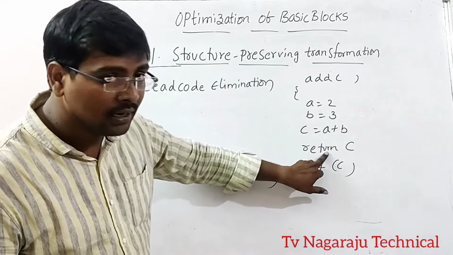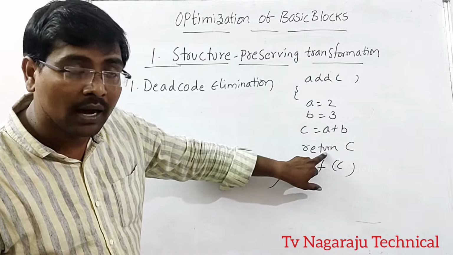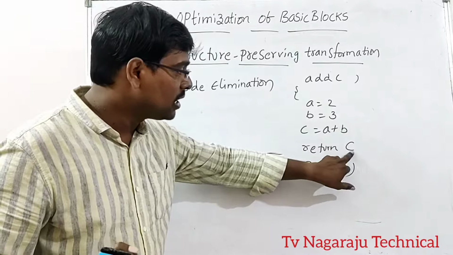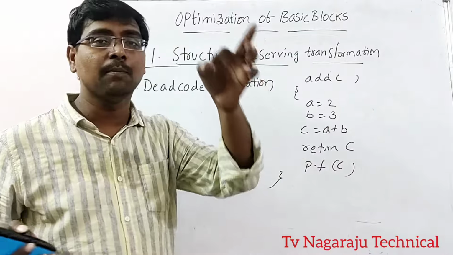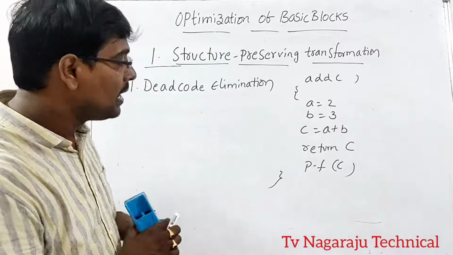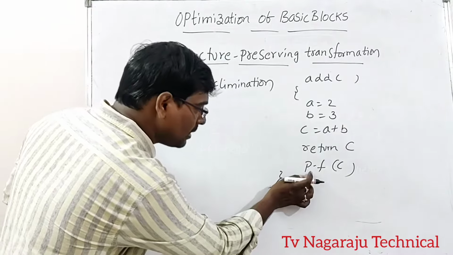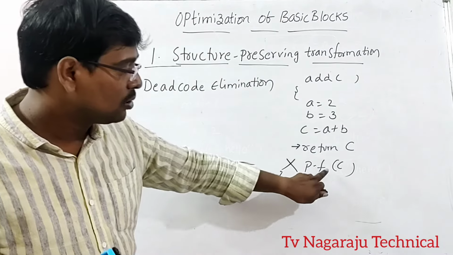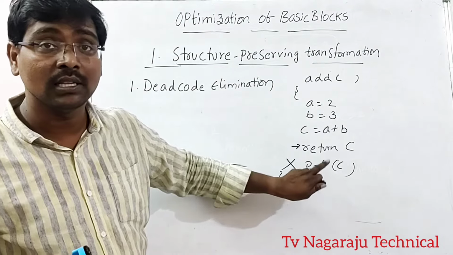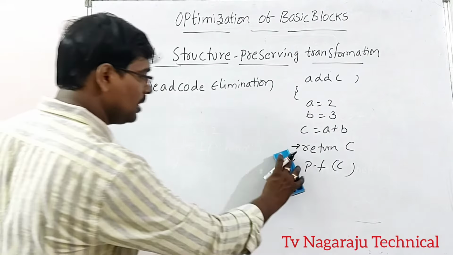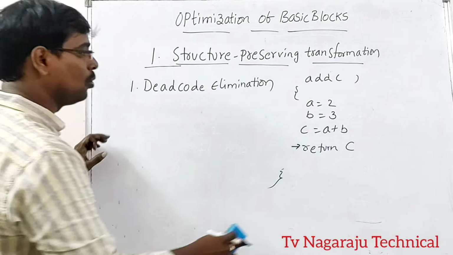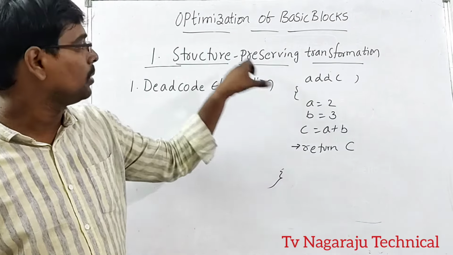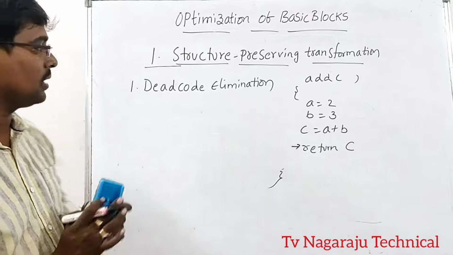Once we return, any statement that we write after the return is not executed. Whenever the return statement is executed, c is passed directly to the calling function. Any statement written after the return is not executed. So this is unreachable code. This is called dead code. Simply eliminate the dead code. Even though we are eliminating dead code, the output has no problem, that is structure preserving.